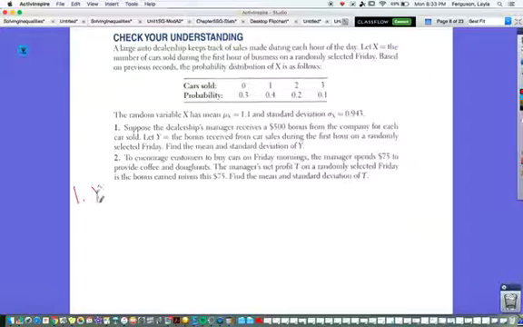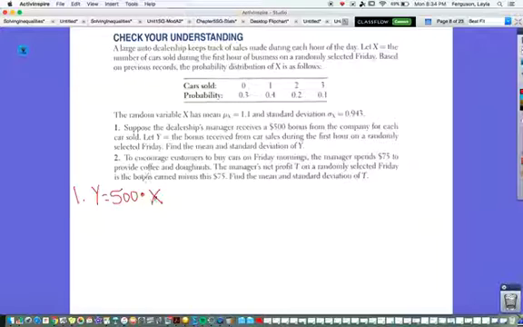So we know that we're going to let that be Y because it told us that in the problem, and then we have to create an equation that matches what's happening in our scenario. So we know that a manager is receiving a $500 bonus from the company for each car that he sold. So if he sells 1 car, he gets $500 for his bonus. If he sells 2 cars, he gets $1,000, 3 cars, $1,500, and so on and so forth. So basically, the equation that we would write for that is 500 times X, which represents, of course, the number of cars sold during the first hour of business on a randomly selected Friday.